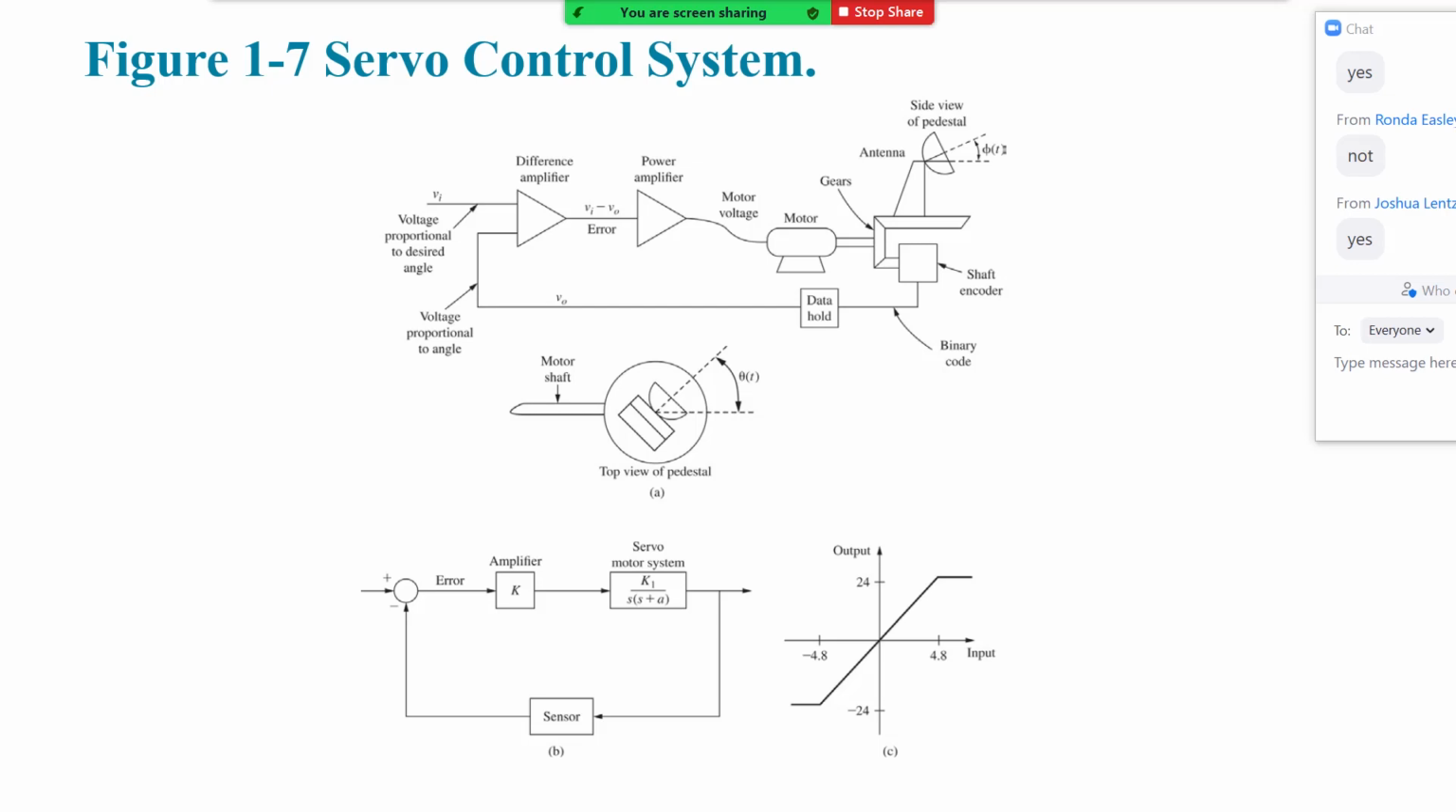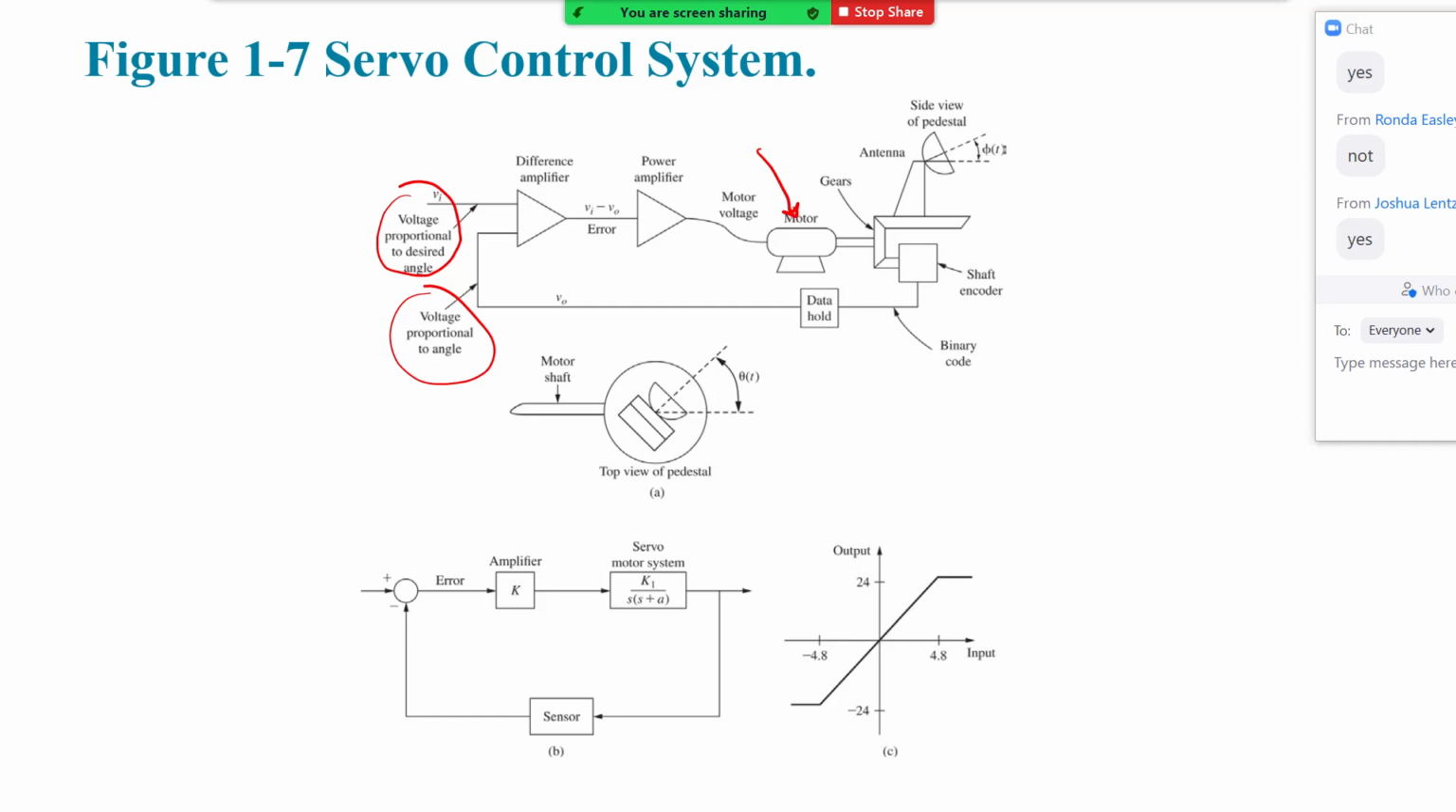So we have the motor that we just modeled before, and then we connected this to some gears that are able to drive an antenna and rotate it. And we took a measurement of the position of the antenna, we fed it back, so there's a voltage that is proportional to the angle of the antenna. So we're controlling the angle of the antenna, and we have a voltage that is applied that is proportional to where we want the antenna to be. We take the difference between these two, that is going to give me an error signal.